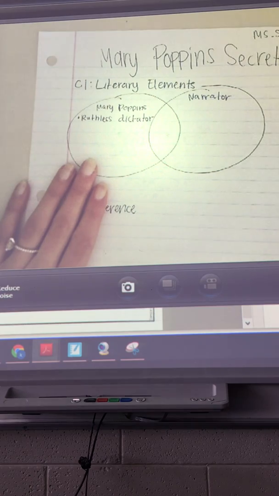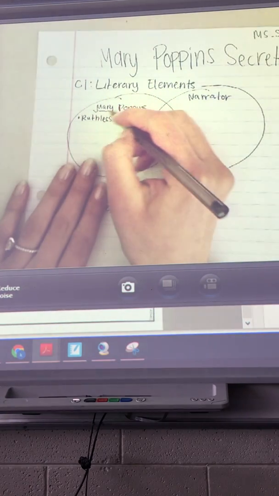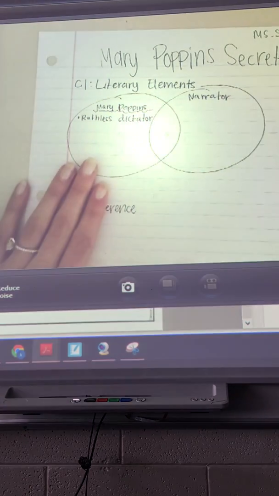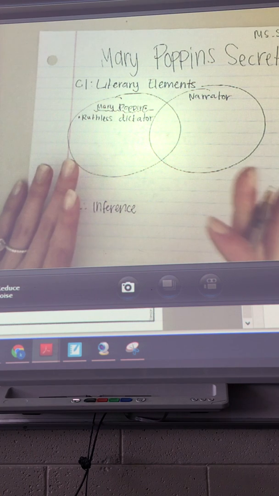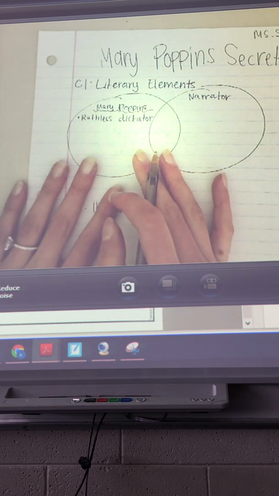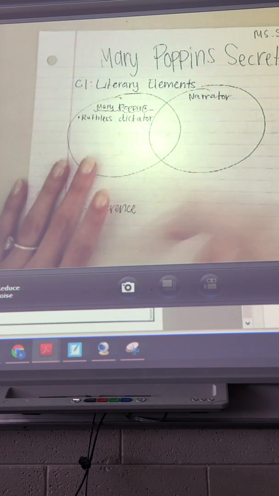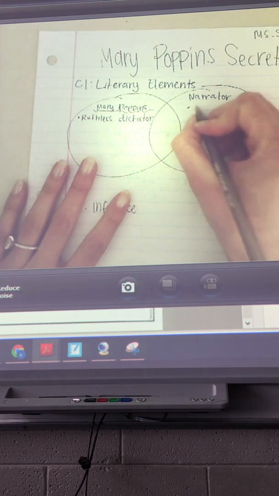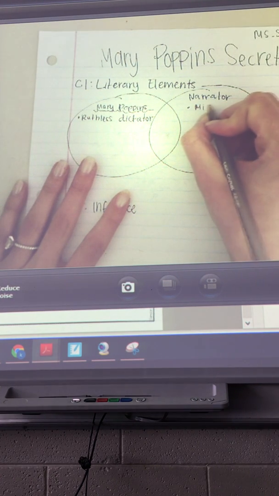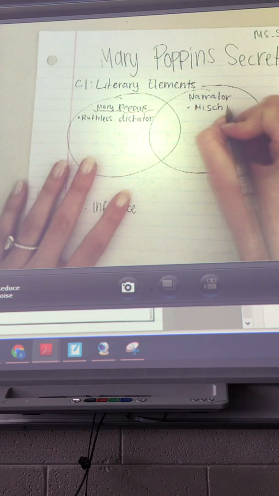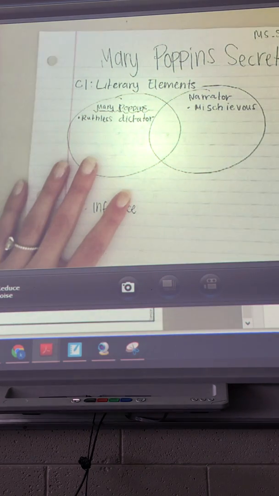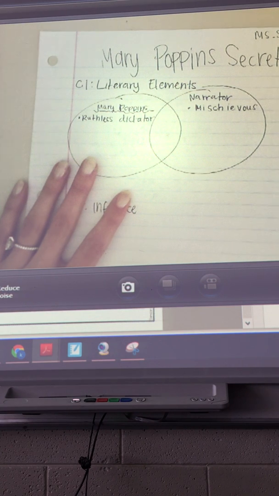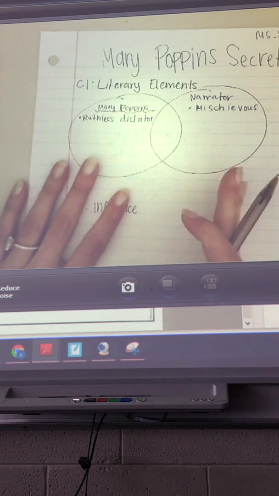Now, our narrator, it doesn't really say whether she's super nice or super mean, right? But we do know that she got into some trouble, which tells us she was kind of mischievous, right? She tried to play a trick, okay? So she could be kind of mischievous. M-I-S-C-H-I-E-V-O-U-S, mischievous.